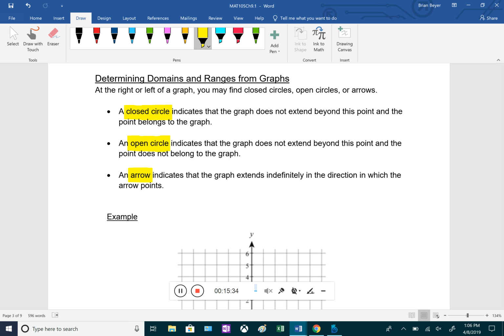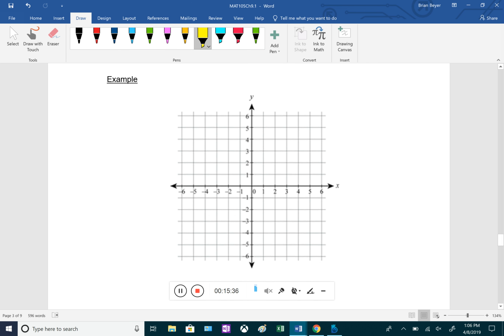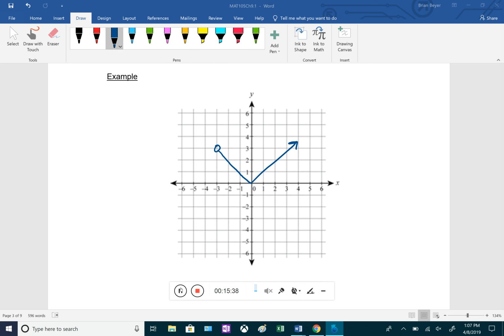Okay, so let's see an example here. Let's say that this is some graph. We can see that we have an open circle right here on the graph, and then we have an arrow right here. The open circle on the left means that that point is not included, but it gets infinitely close. And then this arrow on the right means that it's just going to keep on extending in that direction forever.